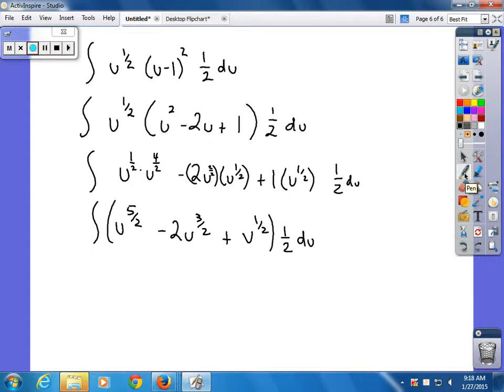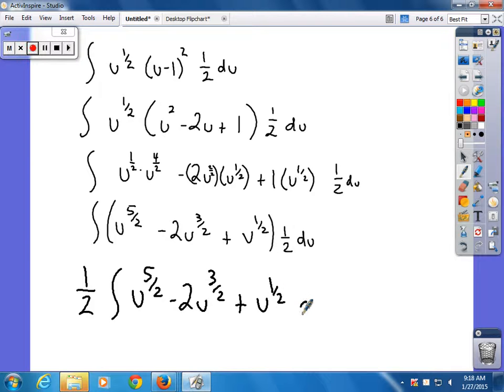Bring that 1/2 out. The antiderivative of u to the 5/2 minus 2u to the 3/2 plus u to the 1/2 du. And that's going to be 5/2. Good gracious, you're going to take that over to the next page.